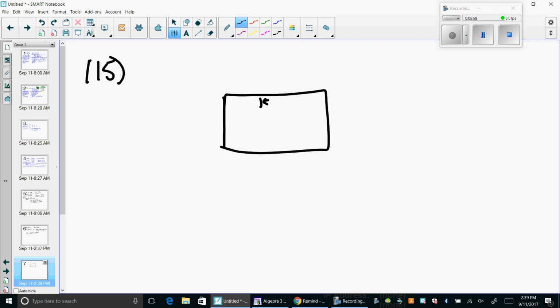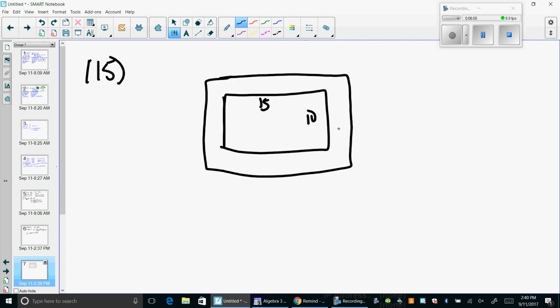So I'll put 15 meters over here and 10 meters. Then we've got a walkway all around this garden that has a width of x. They want me to write the diagram for part A. B says write an equation for the perimeter.